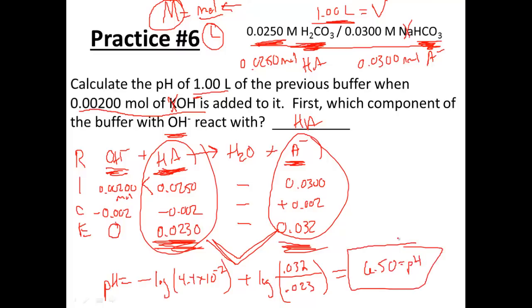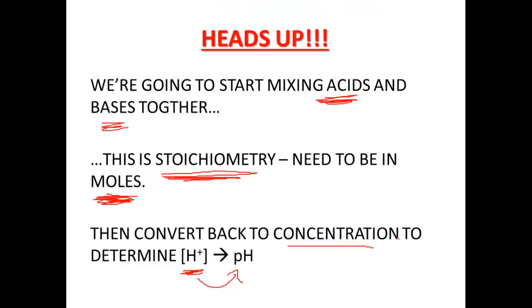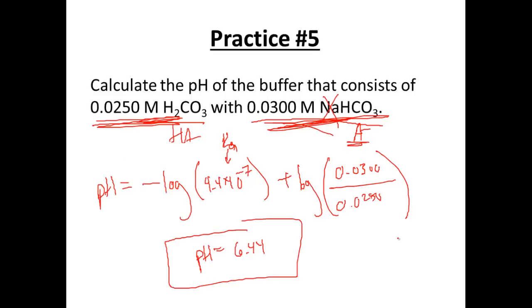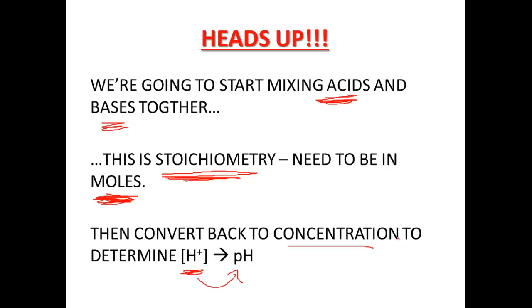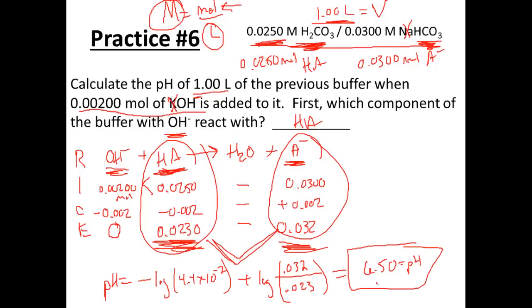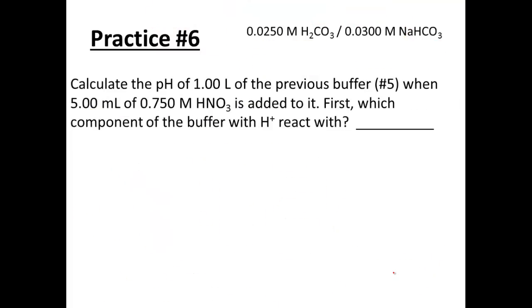So take a look at the previous problem. The pH started at 6.44, and by adding that small amount of a strong base, the pH rose just a little bit to 6.50. And this is how we find the pH of buffers when you add a strong base or a strong acid to them. The next problem, you're adding a strong acid, and I'd like you to try this one on your own. I'll tell you right now, the answer at the very end is going to be a pH of 6.32. Okay.